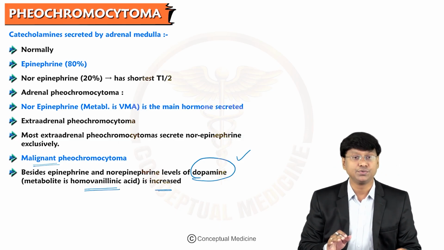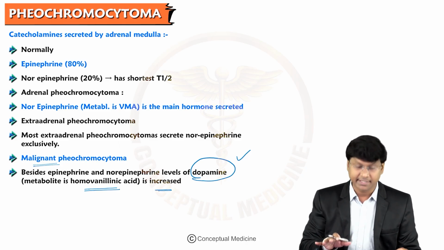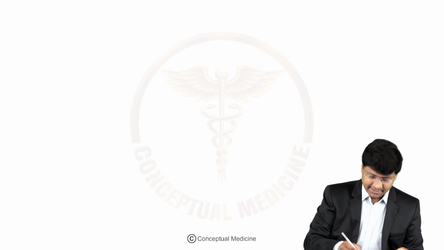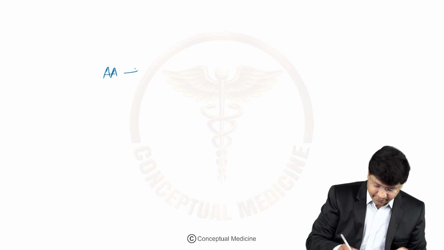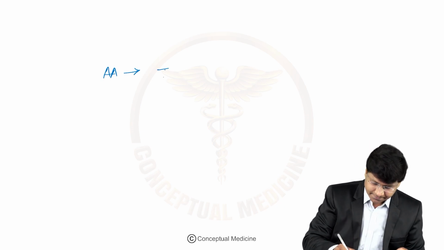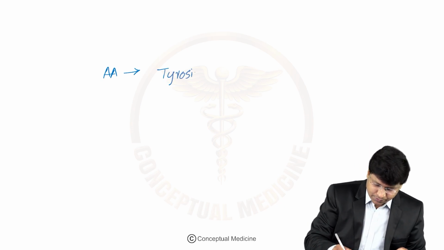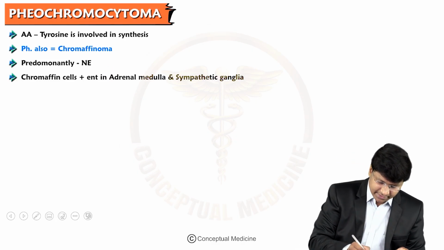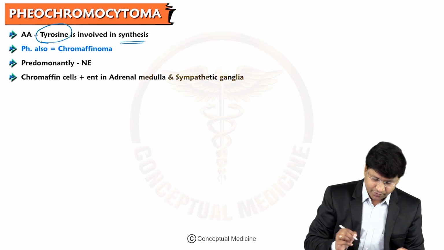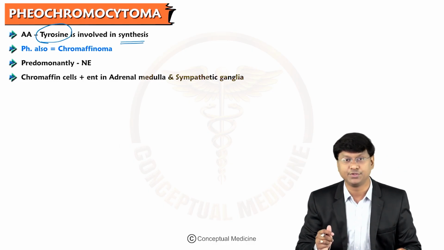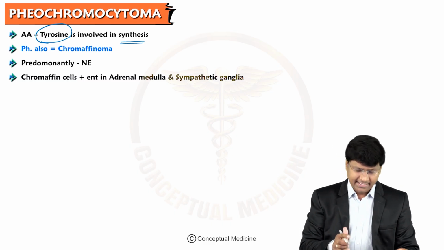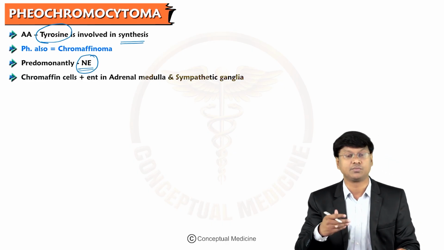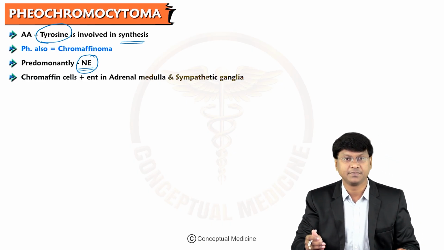Now, you should know that these hormones, that is epinephrine, norepinephrine and as well as dopamine, are synthesized from the amino acid tyrosine. So, please remember this very important point. Tyrosine is involved in the synthesis of epinephrine, norepinephrine and as well as dopamine. Now, what did I tell you? In case of pheochromocytoma, norepinephrine is the hormone which is produced in predominant quantity.